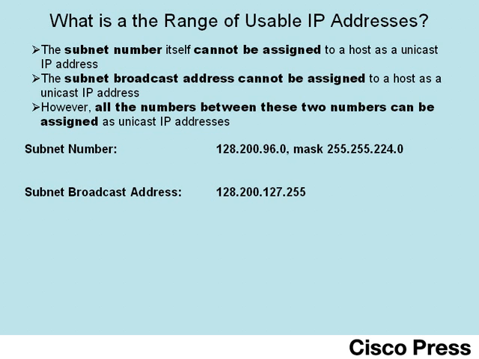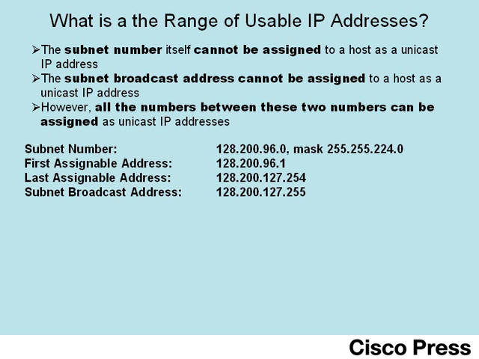For instance, this video shows an instance with a subnet number of 128.200.96.0 with a mask of 255.255.224.0. Now it turns out the subnet broadcast address in this case will be 128.200.127.255. So the first assignable address is simply one bigger than the subnet number, as you see here, and the last assignable address is simply one less than the subnet broadcast address, as you see here as well.